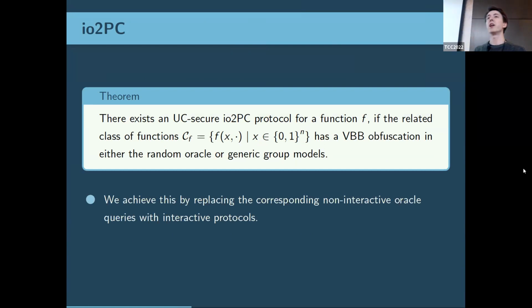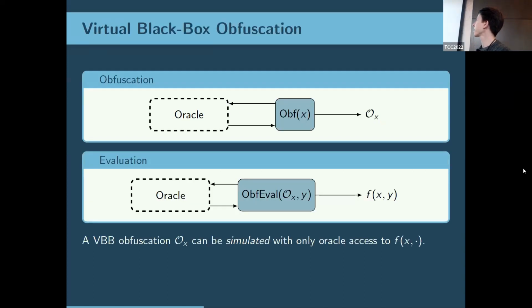And we achieve this by replacing the normally non-interactive oracle queries to the random oracle and to the generic group with an interactive protocol run between Alice and Bob. So what exactly is VBB? Well, in a nutshell, it consists of two steps. An obfuscation step where we compute some obfuscation of a function, possibly with interaction with some oracle, and an evaluation step where we're able to evaluate an obfuscation on some secondary input. And of course, this obfuscation that we provide can be simulated with only oracle access to the underlying function.